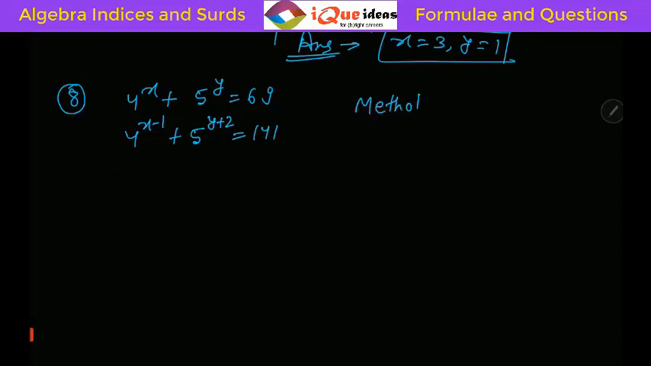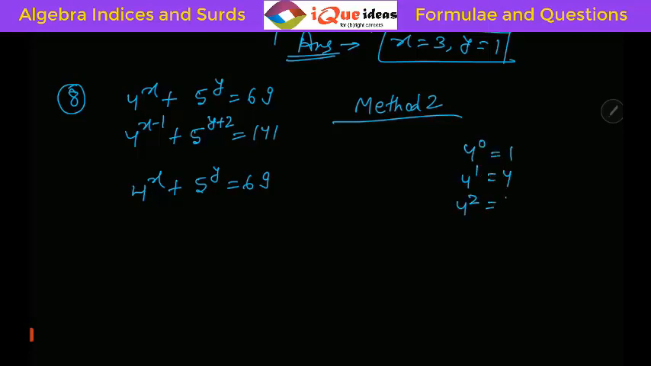In method 2, we will not use both the equations. We'll use only one of the equations. Let's see how. 4 raised to x plus 5 raised to y equal to 69. Now in this equation, we know the powers of 4. 4 raised to 0 is equal to 1. 4 raised to 1 is equal to 4. 4 raised to 2 is equal to 16. 4 raised to 3 is equal to 64. 4 raised to 4 is equal to 256.